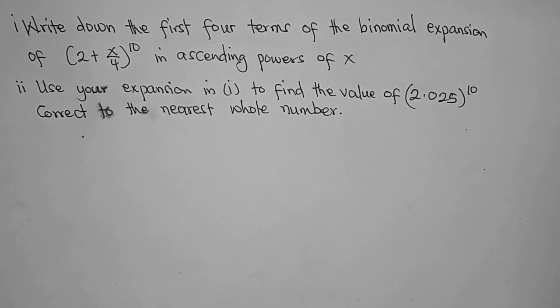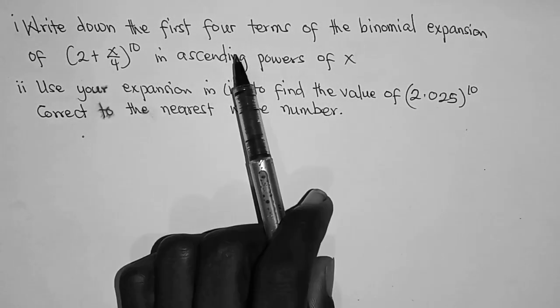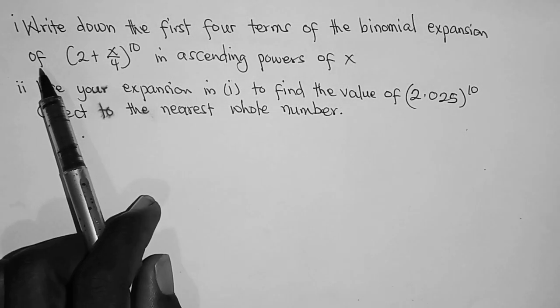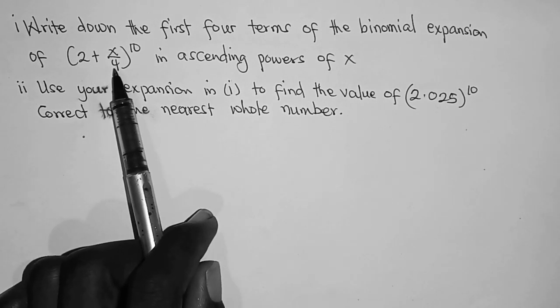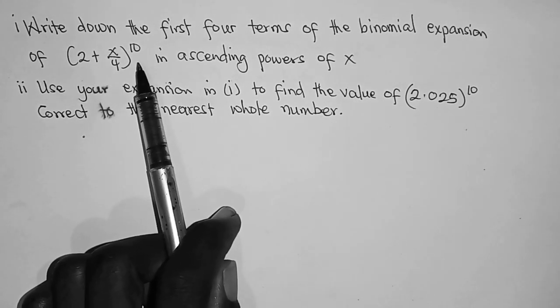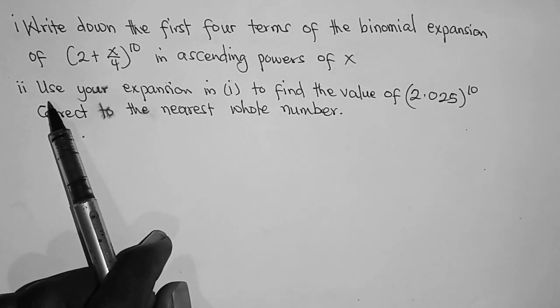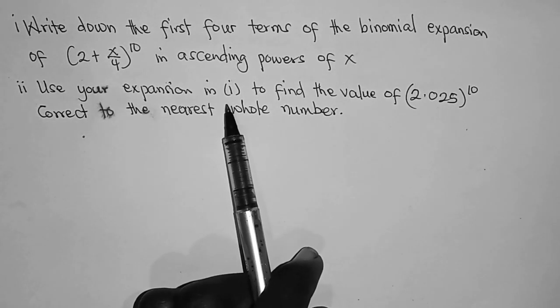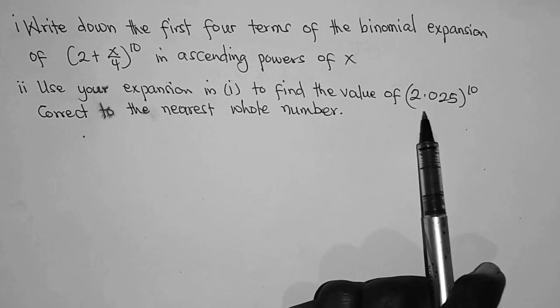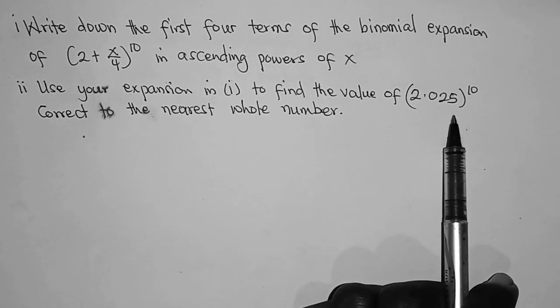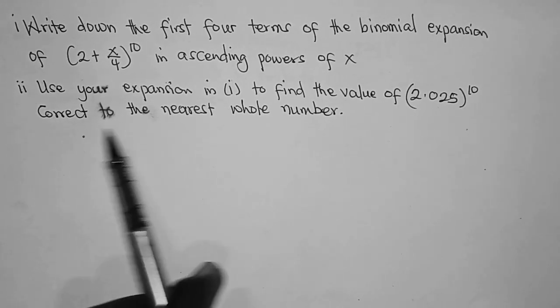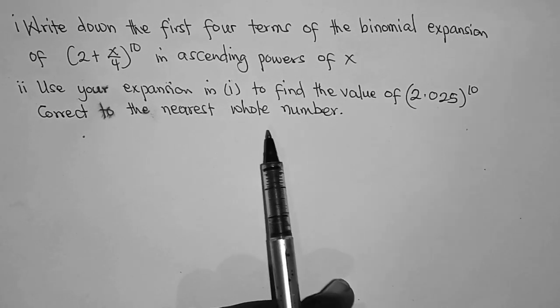In this video, we are going to solve some questions under binomial expansion. Write down the first four terms of the binomial expansion of (2 + x/4)^10 in ascending powers of x. And then the second part says that use your expansion in (i) to find the value of 2.025^10, correct to the nearest whole number.